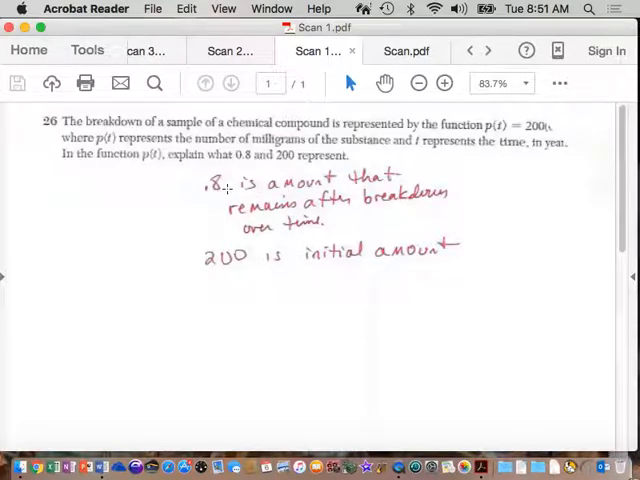Next. The 0.8, listen very carefully. 0.8 is the amount that remains over time. It's not the amount that breaks down. It's the amount that remains.